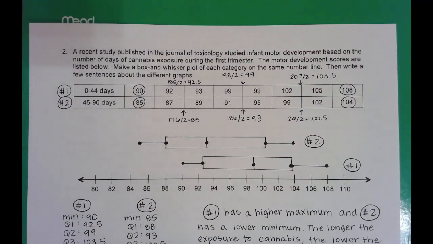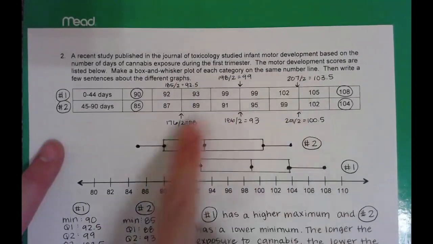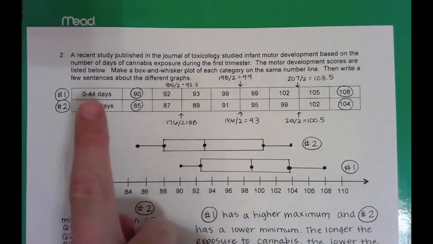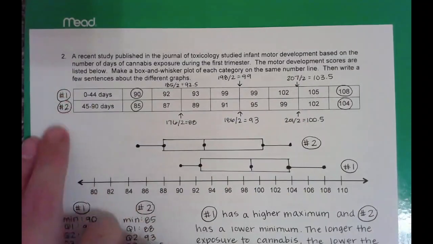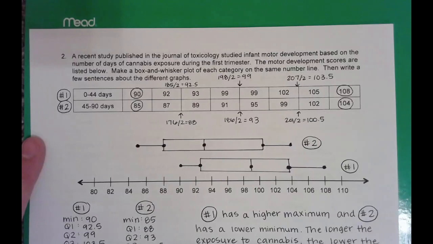Question number 2 in the notes gives us 2 different sets of data, and it wants us to develop 2 different box and whisker plots. So it says to make a box and whisker plot for each category on the same number line. So let me talk through the beginning part. Label the first set of data number 1, and label the second set of data number 2, and then that's how we can refer to the 2 data sets throughout this example.